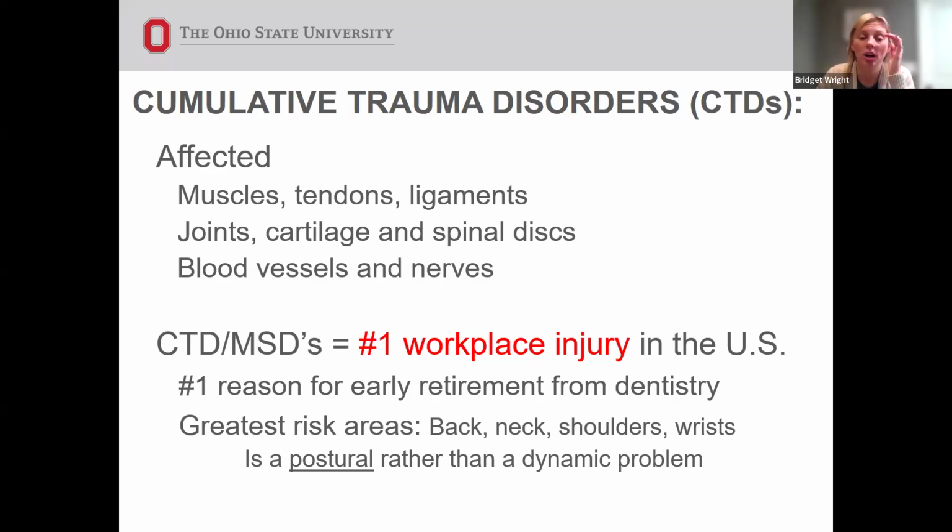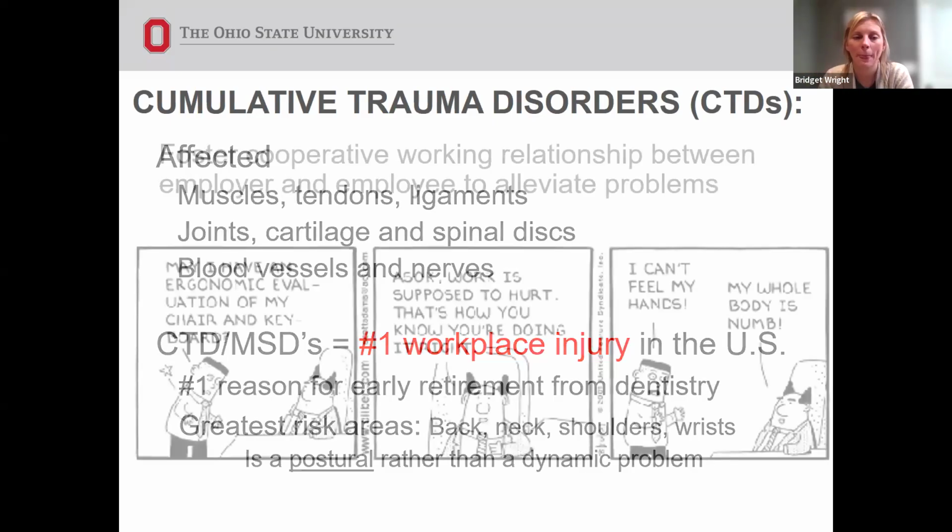Musculoskeletal diseases are the number one workplace injury in the US, and specifically for dentistry, it's the number one reason for early retirement. So we have lots of neck and back issues, and then also hands and wrists. So it's really, really important to be paying attention to this.